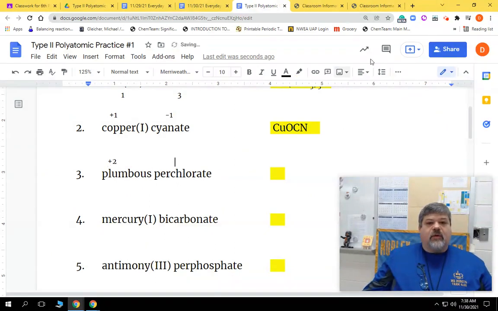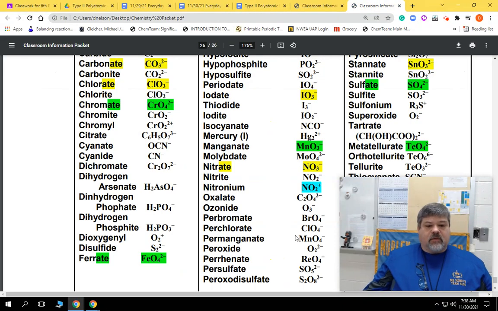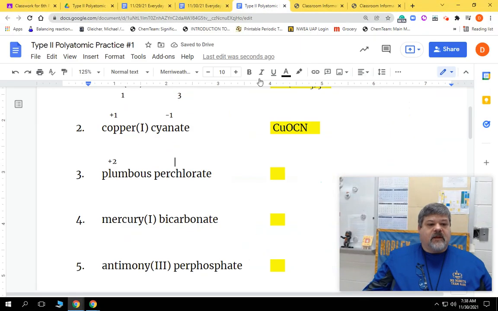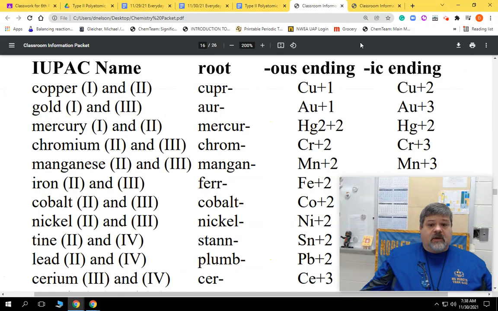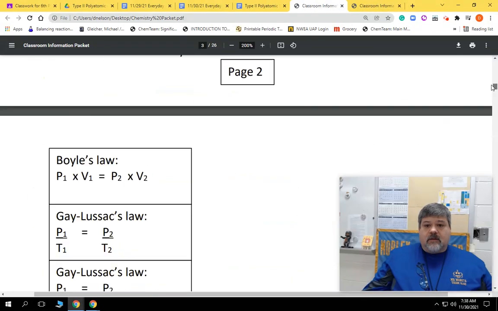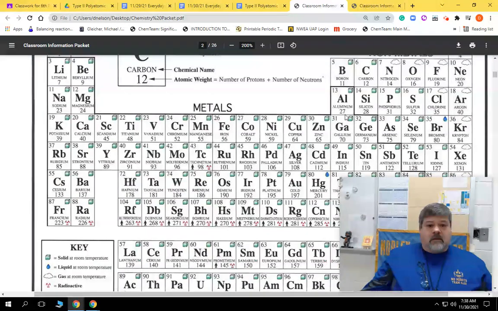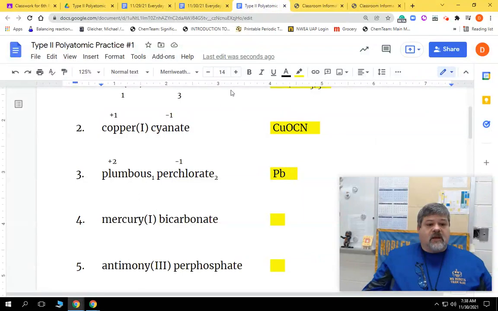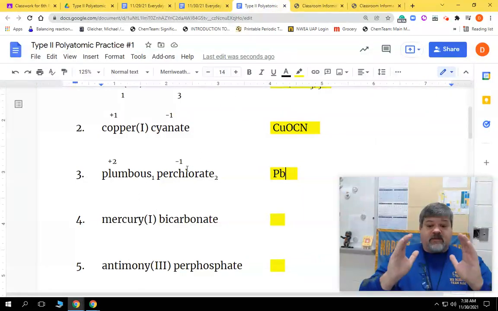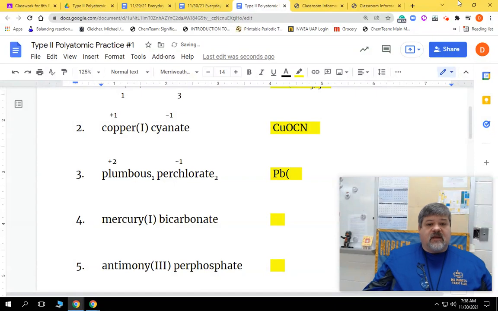And then I can go over to perchlorate. Perchlorate here is ClO4, and that's going to be a -1. So that means I need 2 perchlorates, but I only need 1 lead. Lead is Pb according to our periodic table. And then we need 2 perchlorates, so I need parentheses again. So we put in our parentheses, and then let's look at perchlorate.